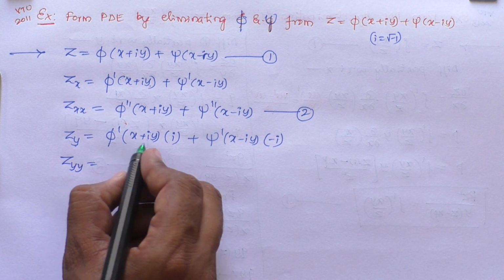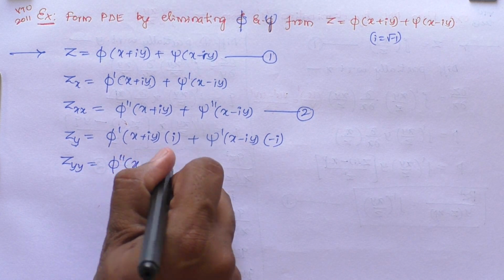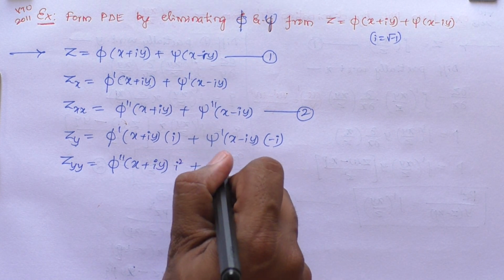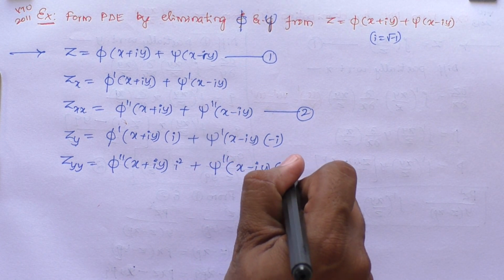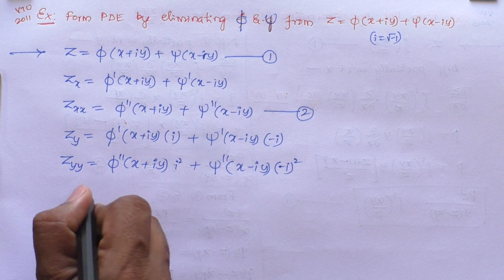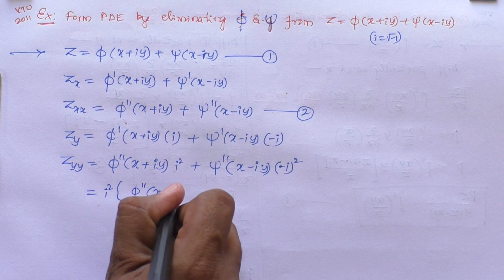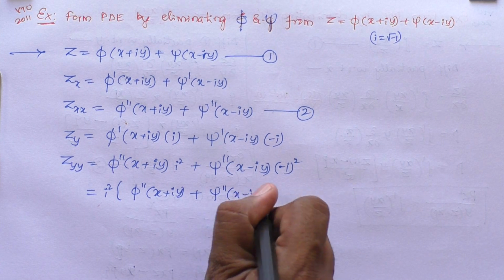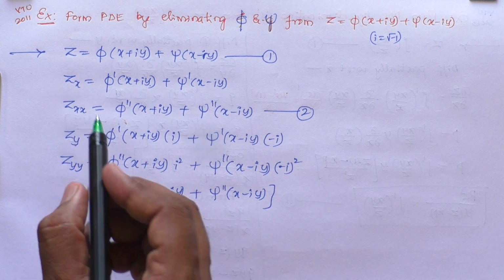So zyy: phi dash differentiates another time, so it will be phi double dash (x plus iy) into another i, so we get i square, plus psi dash differentiates to psi double dash (x minus iy) into another minus i, so that is minus i square. So i square common, and we get i square times phi double dash (x plus iy) plus psi double dash (x minus iy).